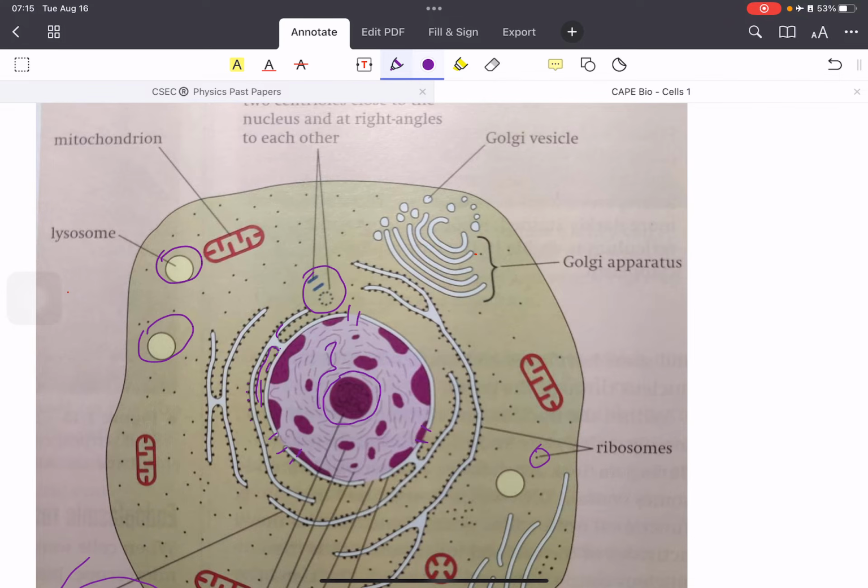Okay, so the enzymes inside the lysosome are actually inactive in a normal cell, right? So the pH of the cell needs to be at a specific value in order for these enzymes to not work, right?